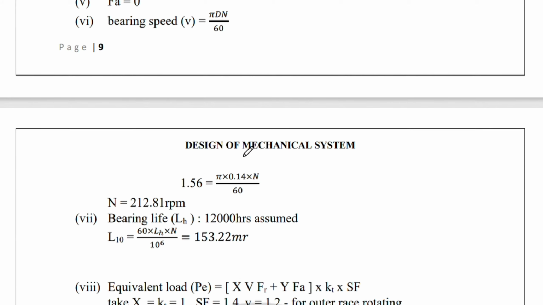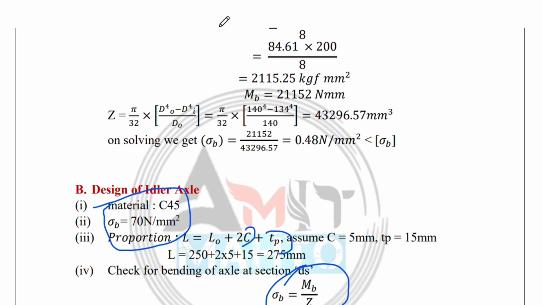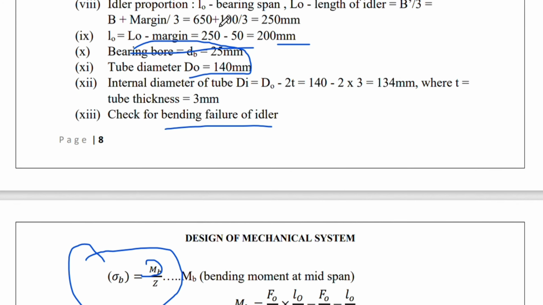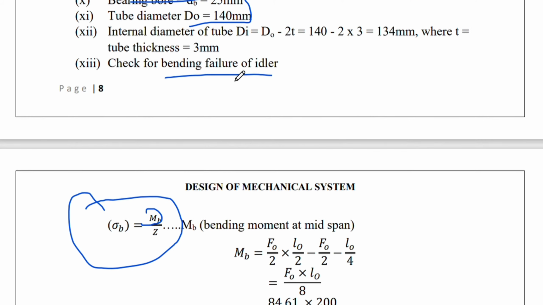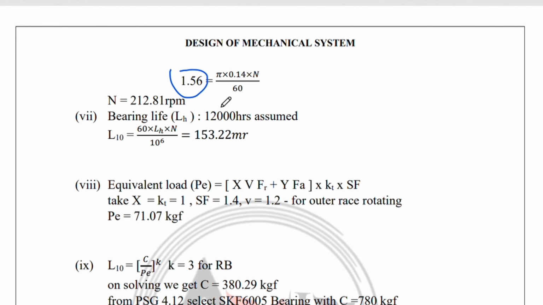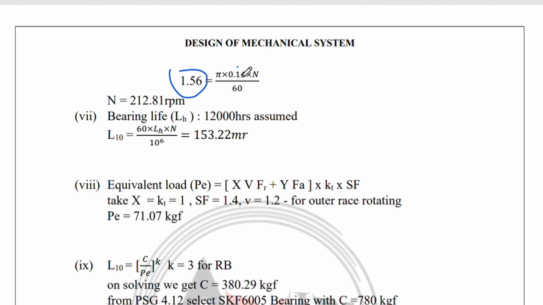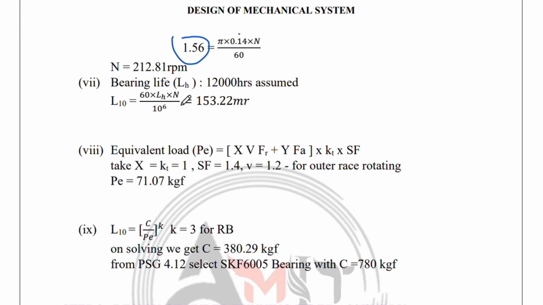Bearing speed will be V is equal to pi dn upon 60. The value of V you will get from step number 1, which is 1.56, and the value of N we have to find here. D will be the outer diameter, so the tube diameter is 140 mm. Take it into meters, which will be 0.140. So you will get the value of N, which is 212.81 rpm.